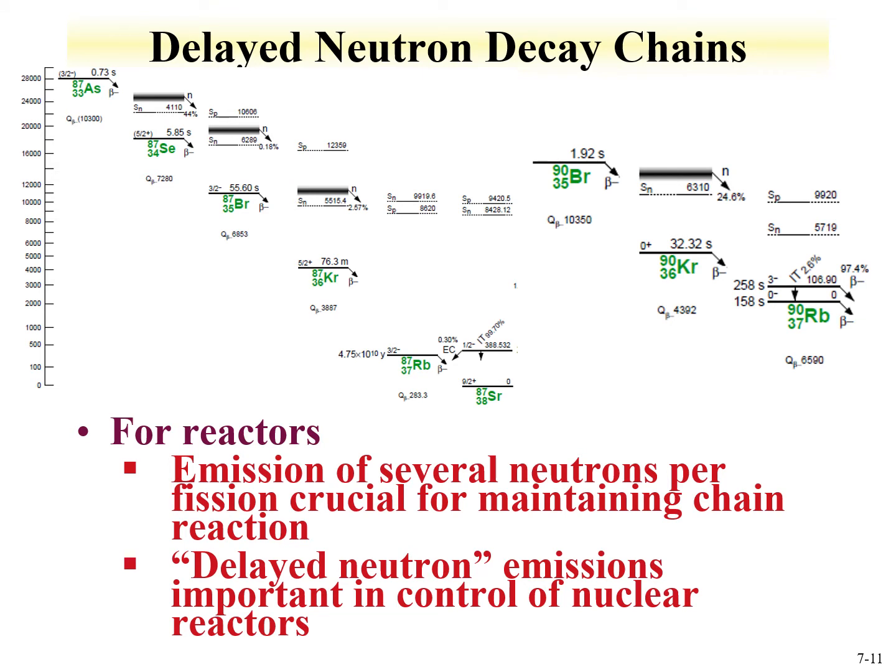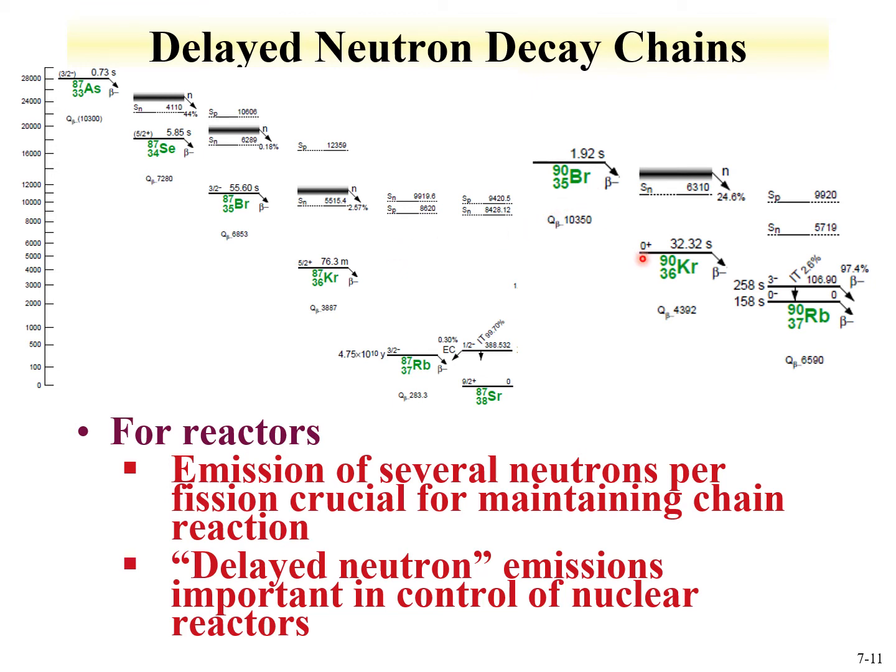Other examples of isotopes that decay by neutron emission are shown here. As an example, arsenic 87 can decay to an excited state of selenium 87 and emit a neutron. Selenium going to bromine, same thing. Bromine going to krypton, same condition. Krypton going to rubidium, not enough energy. The krypton is only at 3.8 MeV Q value, whereas this neutron separation energy is close to 10 MeV.